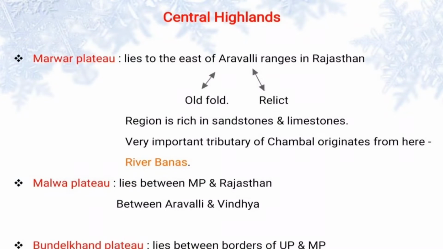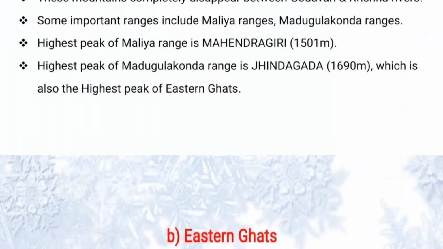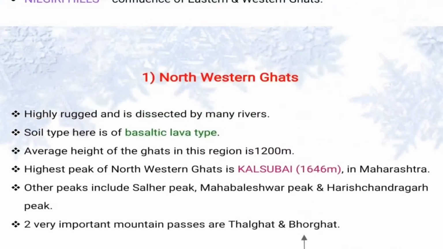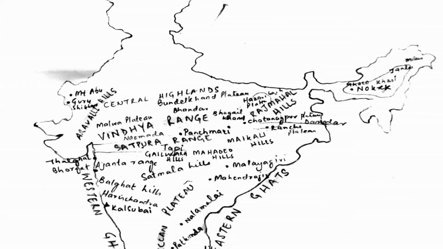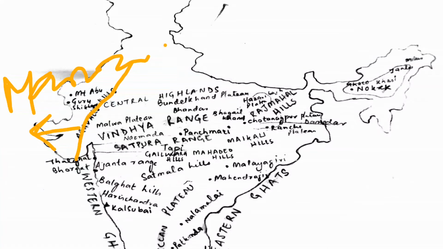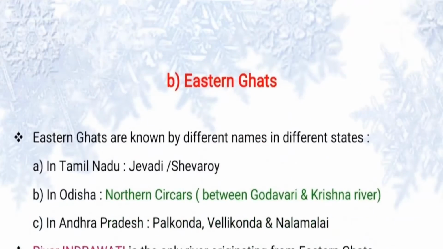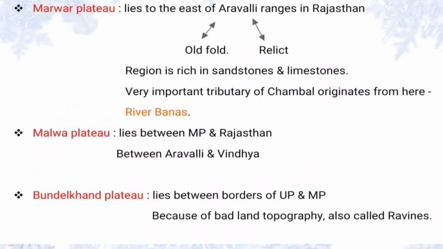Now the Central Highlands have various small plateaus. First, starting with the Marwar Plateau, it lies to the east of the Aravalli range in Rajasthan. First we will locate it on the map. Fine. This is the Aravalli, and to the east of this lies the Marwar Plateau in the Rajasthan area. Fine. Now we have to study a bit more about the Marwar Plateau.